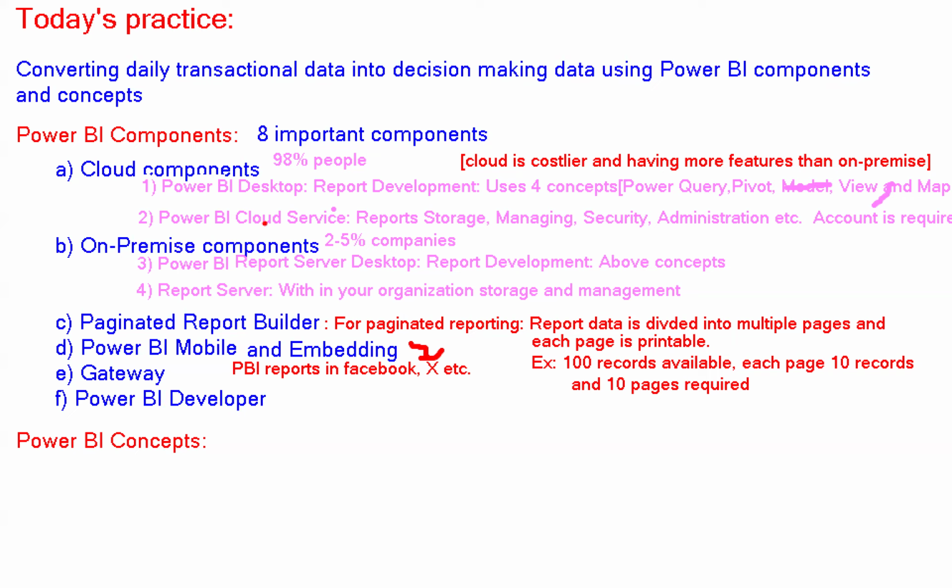But eight components: cloud two components, on-premises two components, paginated reporting one component, and if you want to keep Power BI reports in other areas, the embedding concept. What is mobile? If you want to create and show the reports in a mobile-suitable format, then the Power BI Mobile concept is helpful. So these are the eight Power BI components available.